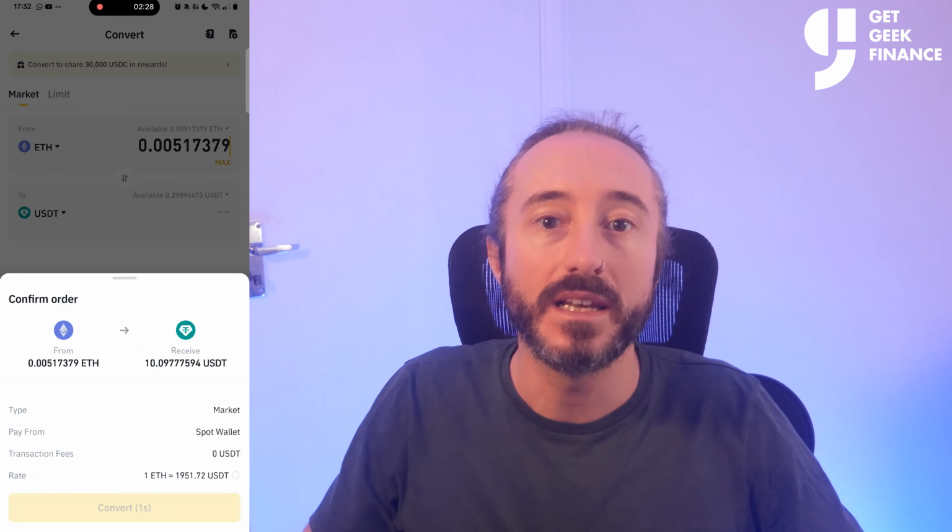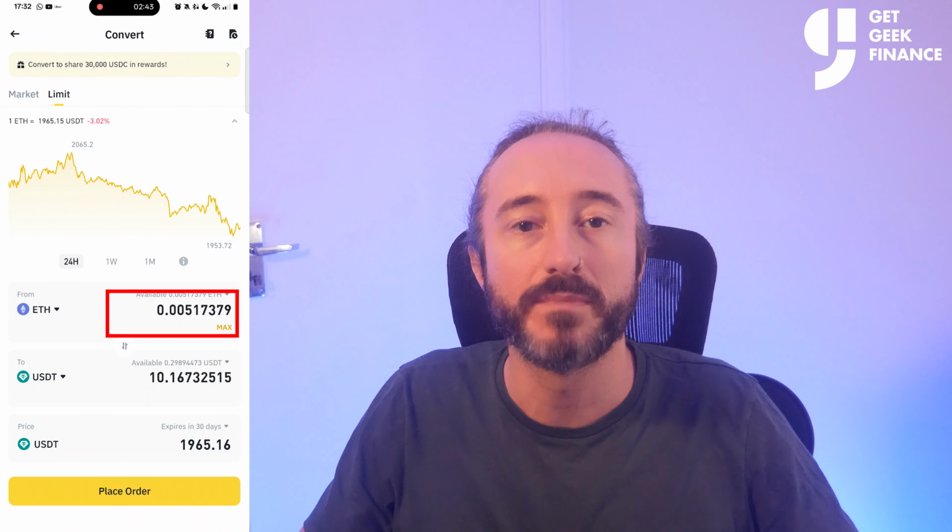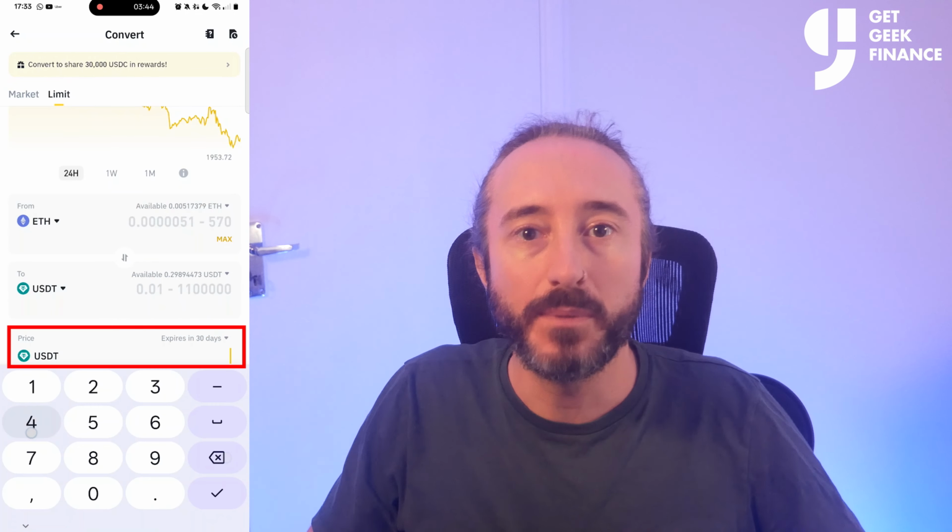I'm not going to do this as I want to show you a limit order, so if we flip over at the top, again, I'll pick Ethereum in the from box as I want to sell my Ethereum, and similarly, I'll pick USDT in the to box. I'll pick the max amount again in the top box to sell all of my Ethereum, but you can also key in an amount here. Now in the bottom box, we want to key in the price we are happy to sell our crypto at.